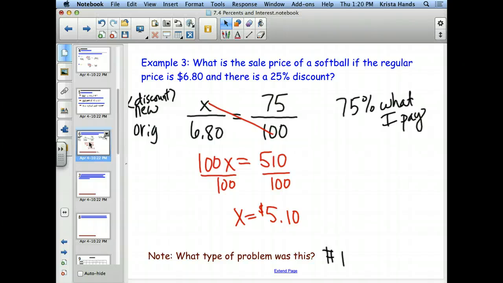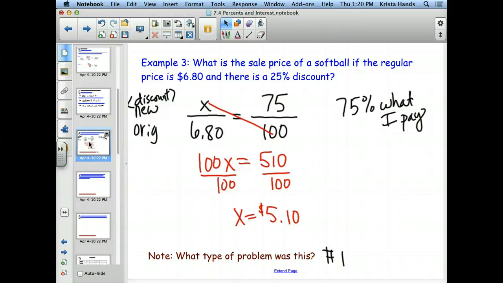Yeah? So we're in the ballpark, at least, right? We've got something smaller, but not significantly smaller. It's only a 25% discount on a $7 purchase, right? It's going to be somewhat smaller, so 5.10 makes sense, and it is correct. So the new price is $5.10. And make sure you're putting those units on there. That dollar sign matters. It affects the problem. Okay? All right, let's do another one.